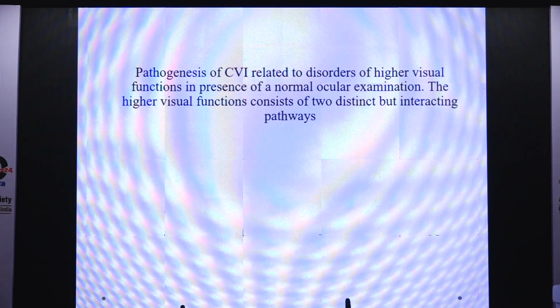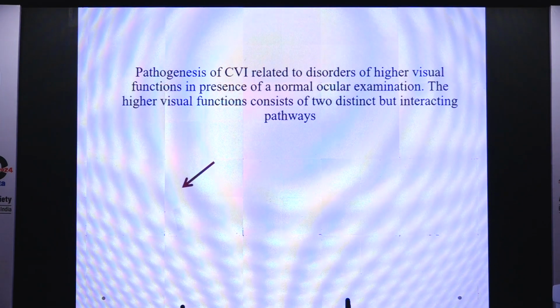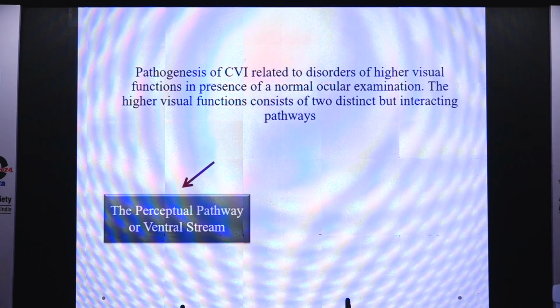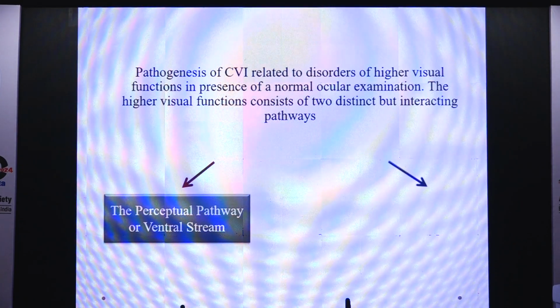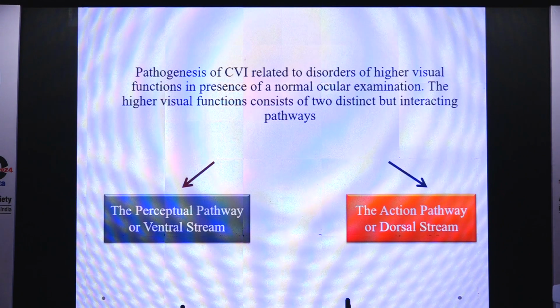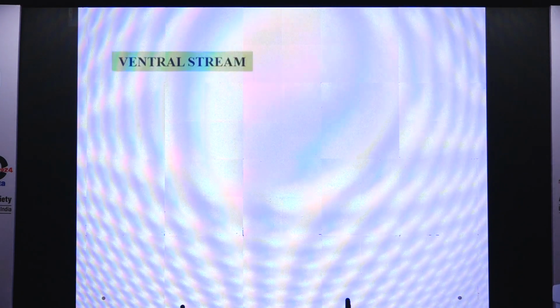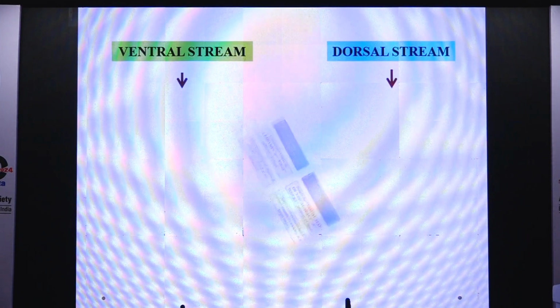Pathogenesis of CVI is related to disorders of higher visual functions in the presence of a normal ocular examination. The higher visual function consists of two distinct but interacting pathways. Now, what are these? One is the perceptual pathway or ventral stream, and the other is the action pathway or the dorsal stream. Now, what is this ventral stream and dorsal stream?